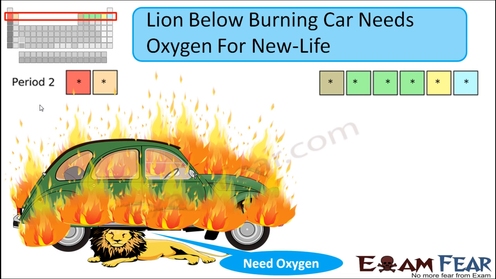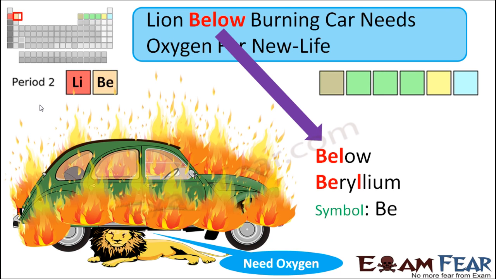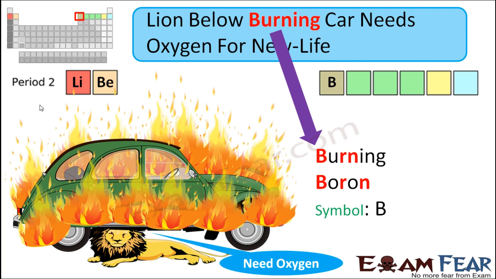So what does this remind us of? Lion reminds of lithium. Li in lion, Li in lithium. So lion reminds of lithium. Below reminds of beryllium. So Be. So below is beryllium. Burning reminds of boron. So burn, boron. So burning is boron.